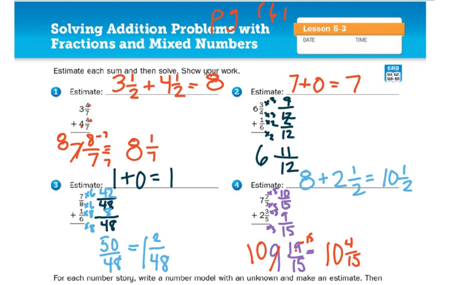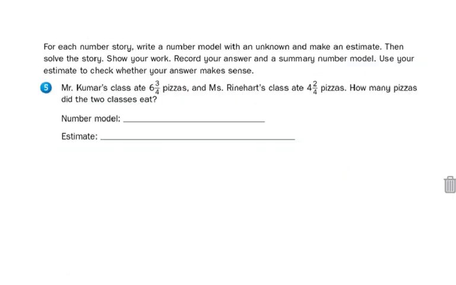Moving down the page. For each number story, write a number model with an unknown, which is a variable like the letter X or Y or R, and make an estimate. Then solve the story. Show your work, which I always want you to do, 5th graders. Record your number and a summary number model. Use your estimate to check whether your answer makes sense.